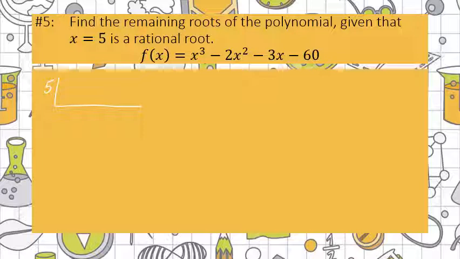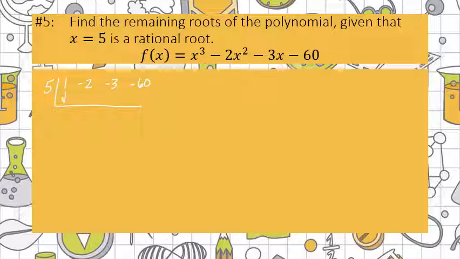So now I have to put in all my coefficients. The coefficient of x cubed is 1, then my next coefficients are -2, -3, and -60. Because I am told that this is a rational root, 5 is a root, when I do synthetic division, I should get 0 as my remainder. If I do not get 0 as a remainder, it means I made a mistake somewhere in my synthetic division.